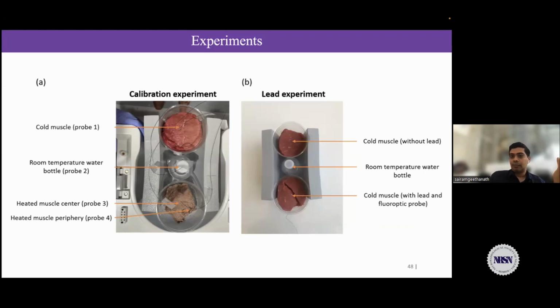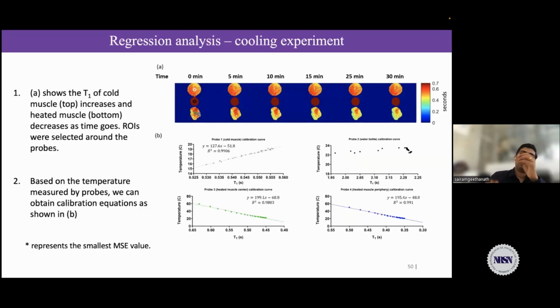And when we imaged this, we wanted to calibrate the T1 relationship with temperature as well. You can see that go by, and you can see those curves being fitted. So as T1 increases, so does temperature.